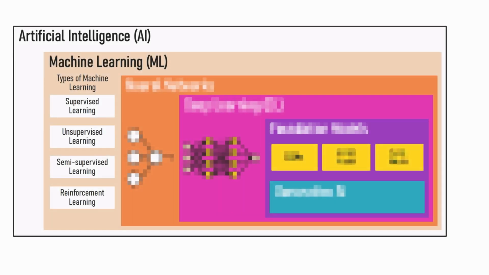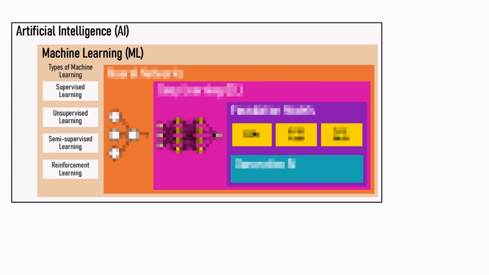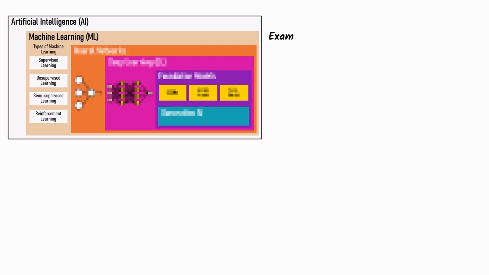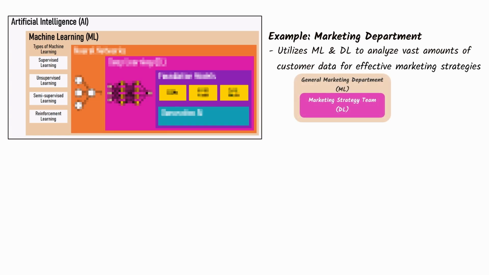Machine learning, ML. Let's explore machine learning and deep learning, DL. Lisa watched videos and read materials, but found the distinction between them quite vague. Does that resonate with you? Let's clarify using the example of Amazon's marketing department, which utilizes ML and DL to analyze vast amounts of customer data for effective marketing strategies. Imagine the general marketing department broadly using ML, while the strategy team within it exclusively applies DL.